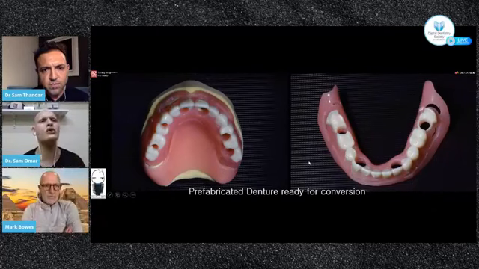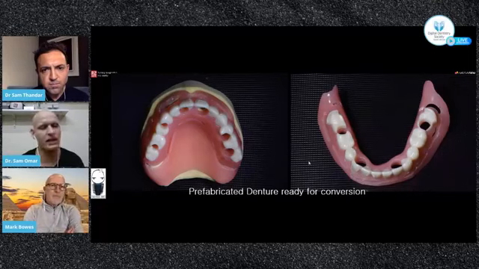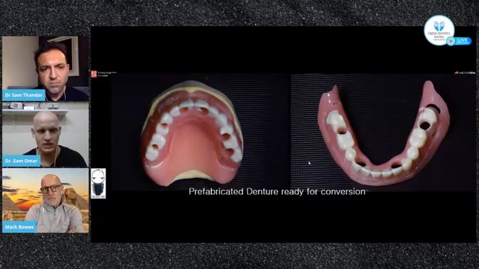The reason why is because you always need to have a backup, because you never know, even if you plan the implants and place the implants, if you'll still get the ISQ that you need, the insertion torque that you need. So it's always a good idea to have a backup. And the backup was the status quo, the denture that the patient is already happy with.